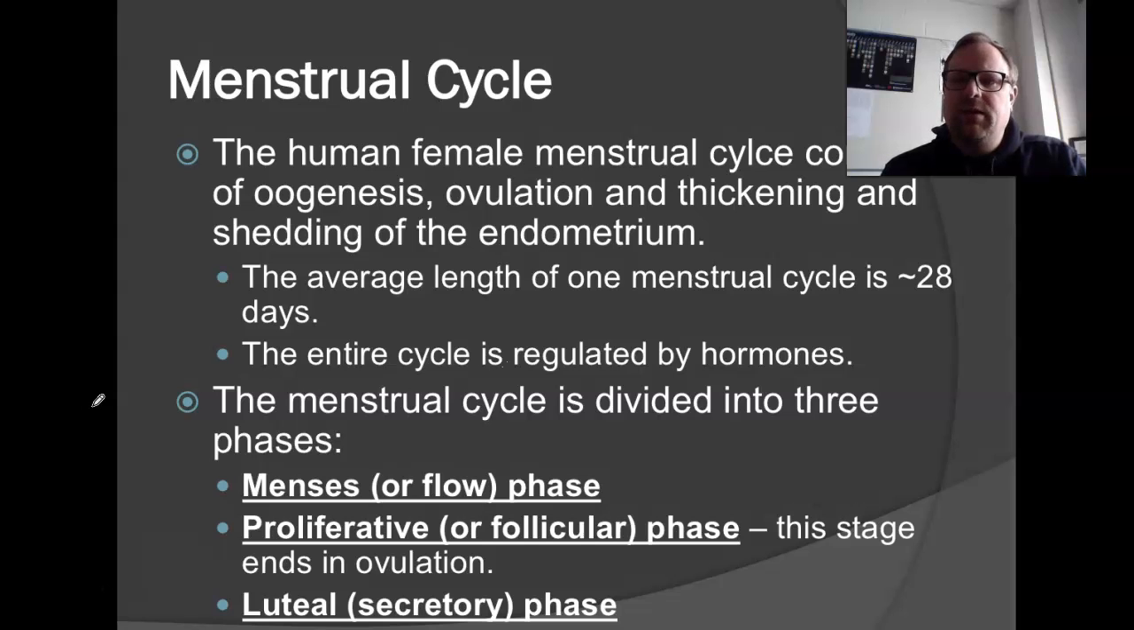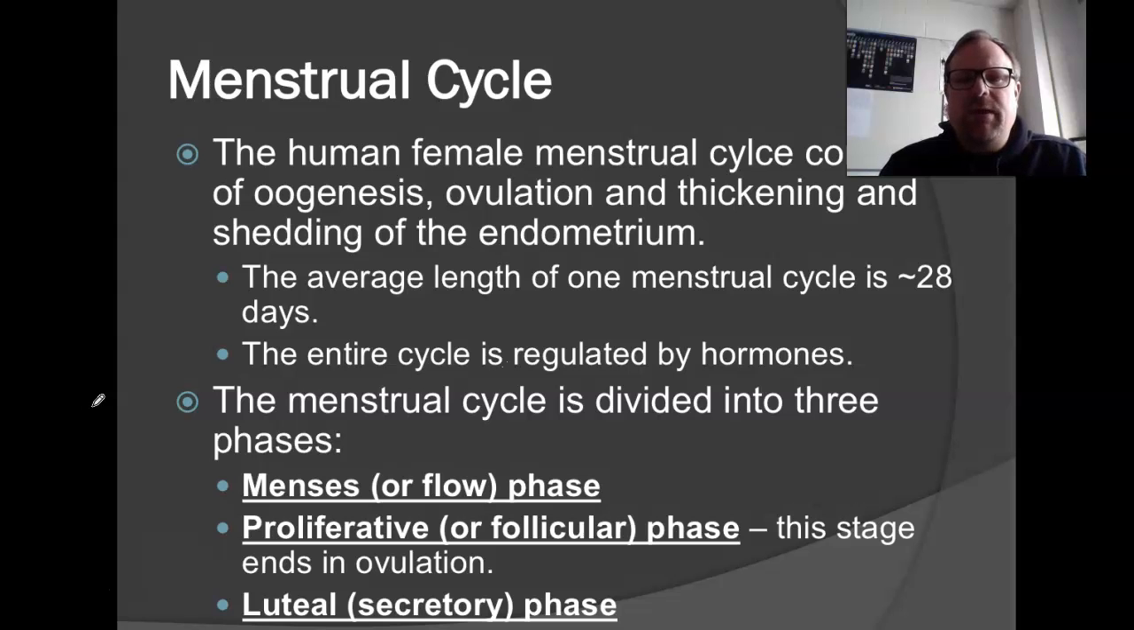And then there's a second part of the menstrual cycle that involves preparing the uterus for implantation of a fertilized egg, probably an embryo by the time it gets into, or just about an embryo by the time it implants into the uterus. So there's sort of two things going on.